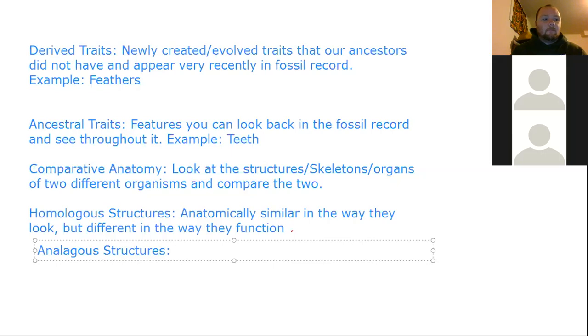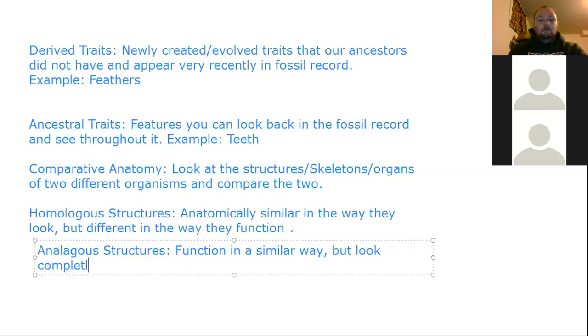See if anybody has a guess. So an analogous structure is basically the opposite of a homologous structure. These function in a similar way, but look completely different, okay? And so an example that we would use there would be wings on birds and a housefly, right? Wings on birds and houseflies are both meant to make the organism fly, okay? Help propel it into the air and through the air. However, wings on birds look a lot different than wings on flies, okay?